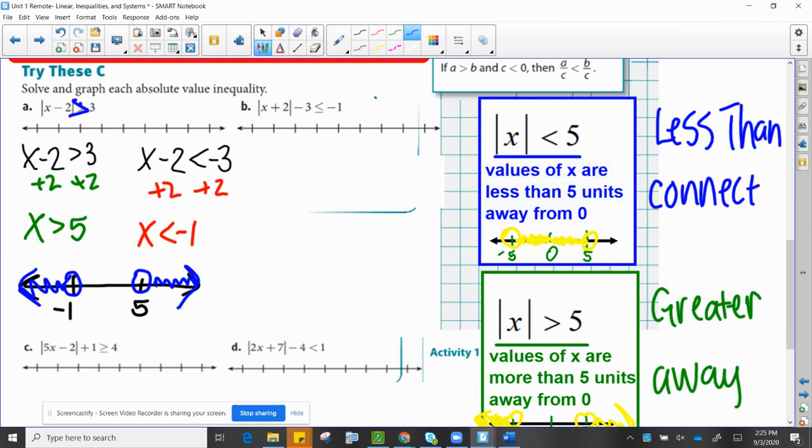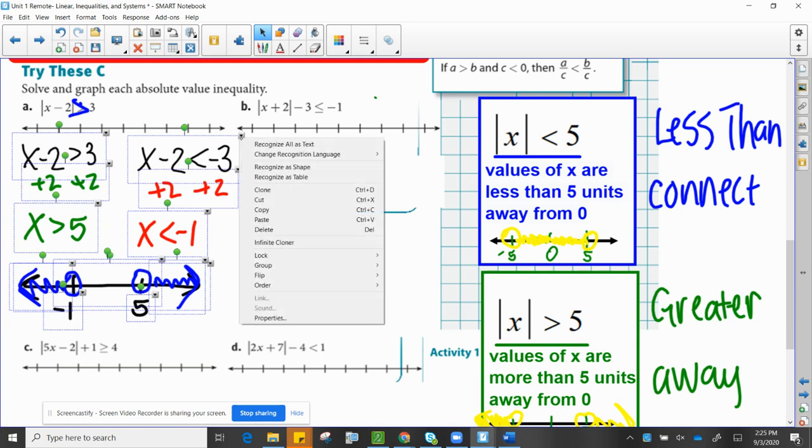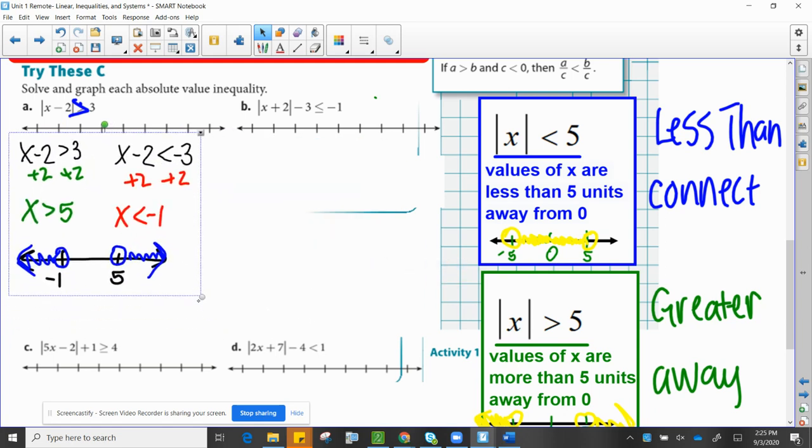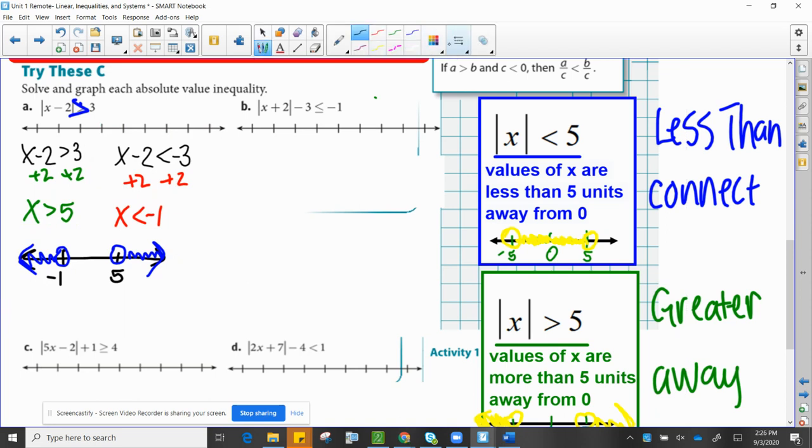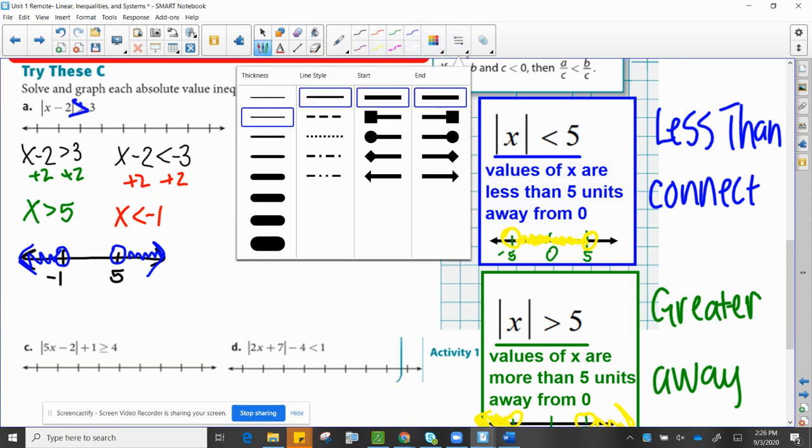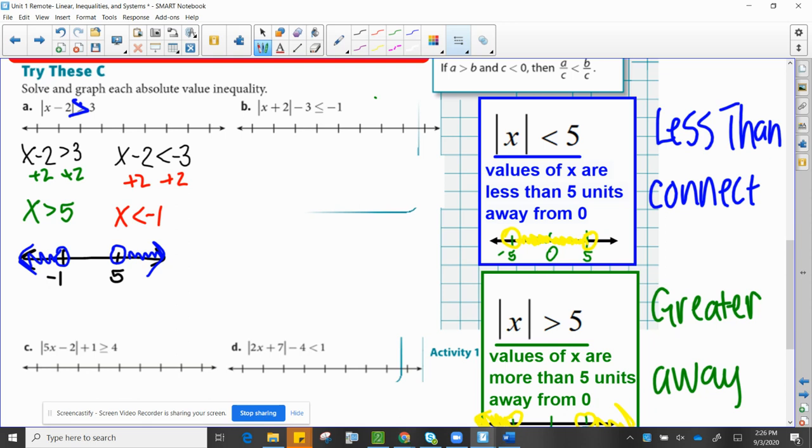Okay. Let's do another one. I'm just going to make this a little smaller really quick so I have more room to work. Okay, let's look at B. We have the absolute value of x plus 2, minus 3, is less than or equal to 1, -1. So I'm going to start by adding that 3 over so I can isolate my absolute value.